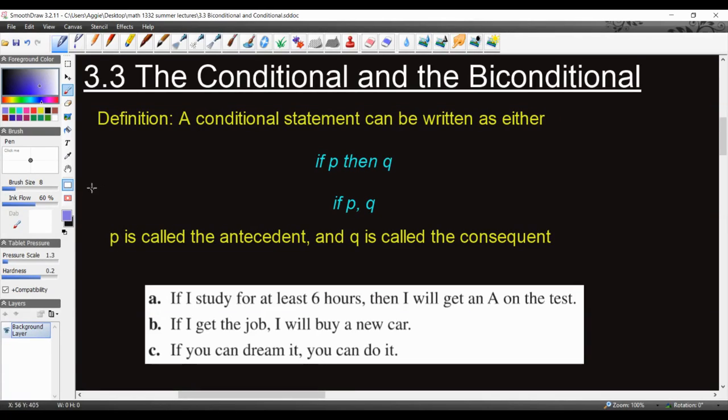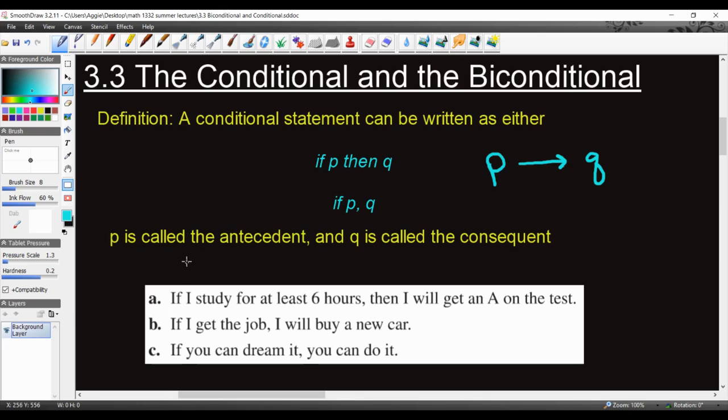This video is going to cover section 3.3, the conditional and the biconditional. So we have a definition here right off the bat. It says a conditional statement can be written as either "if P then Q" or "if P, Q." So just so we know what we're talking about here, this is the one where you have P and then the arrow Q. Okay, if this, then that.